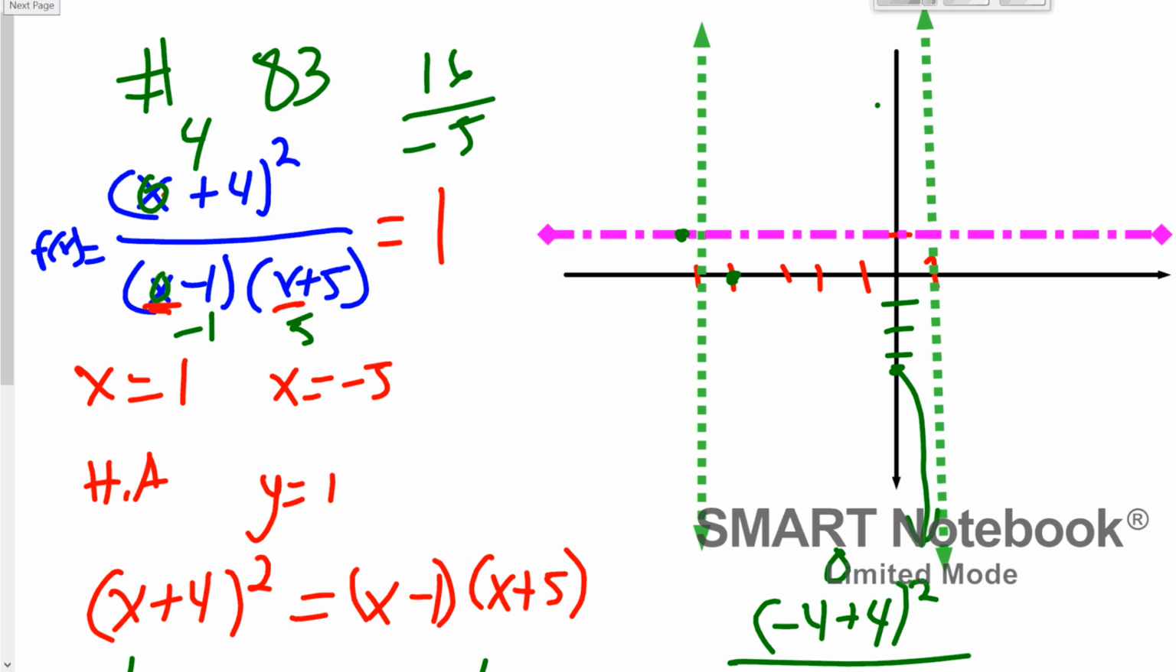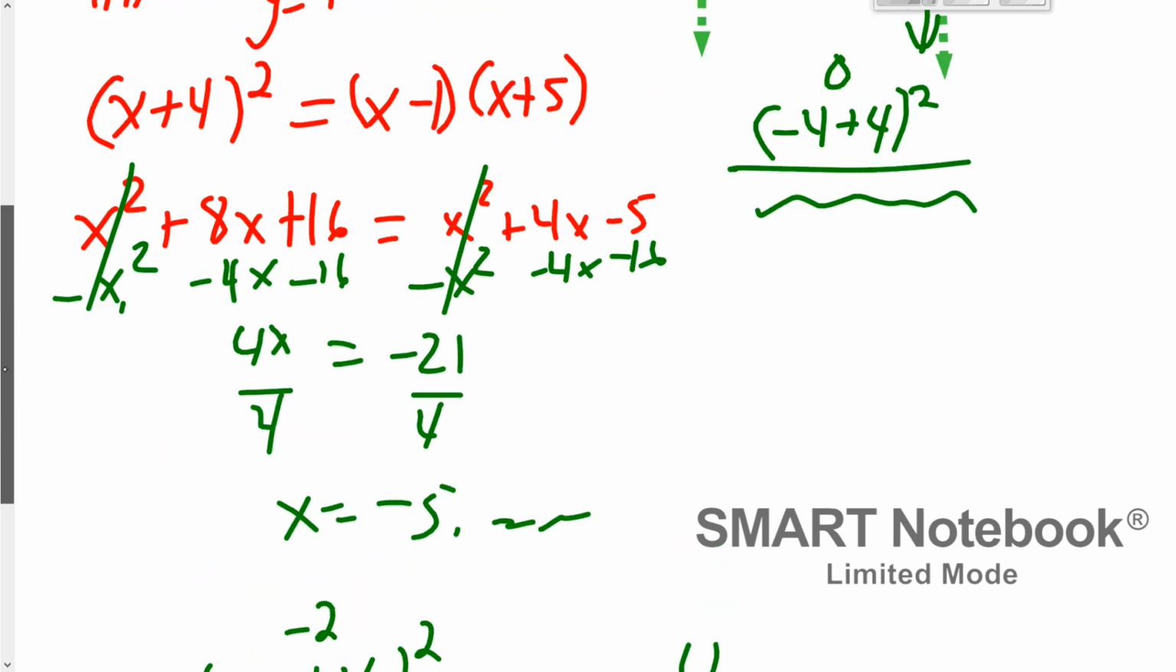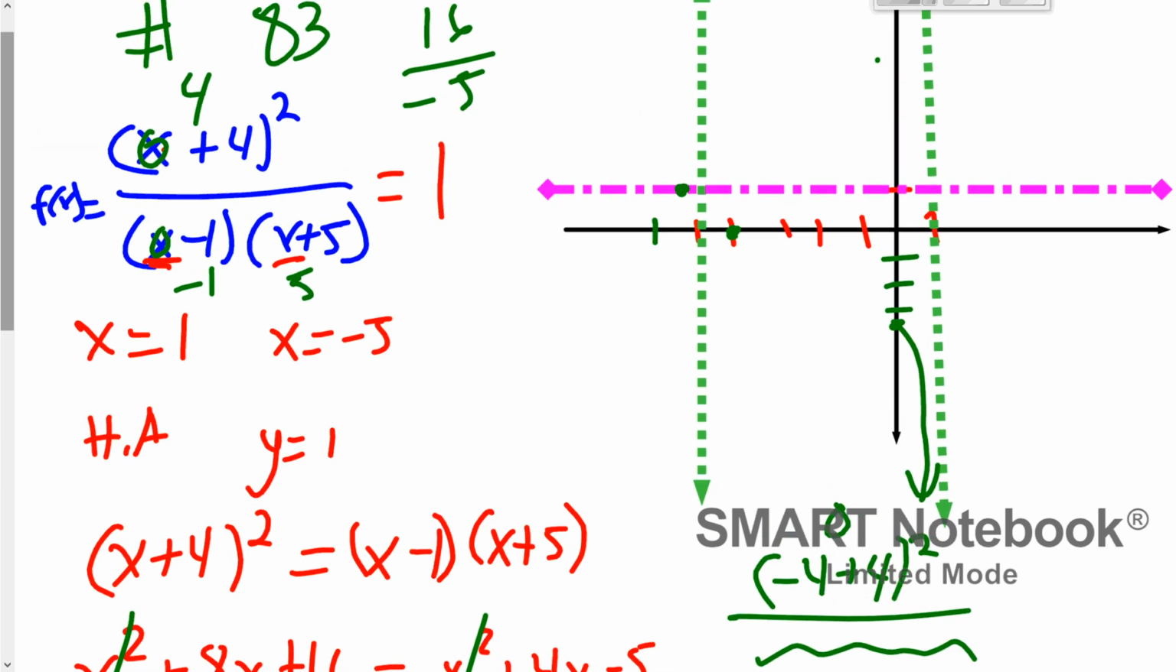Okay. All right, so now we can go ahead and find out what's on the other side of negative 5. How about negative 6? Let's plug in negative 6 into our equation and see what happens. Negative 6 plus 5 is a negative 1. Negative 6 minus 1 is a negative 7. Negative 6 plus 4 is a negative 2. Negative 2 squared is 4. So we get 4 over negative 7 times negative 1 is 7. So 4/7. That is less than 1, right? So we are just barely less than 1, somewhere around here. So we plot that point. We know it's going to cross, right?